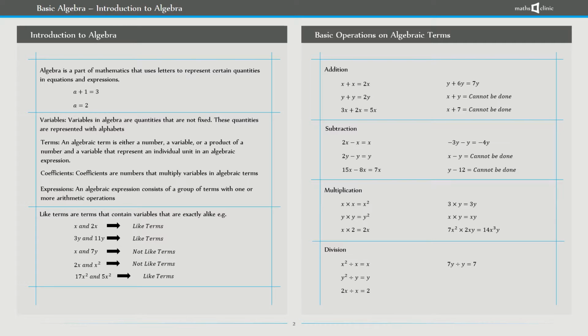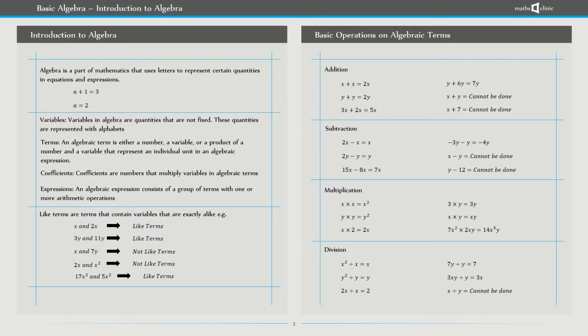2x divided by x equals 2. 7y divided by y equals 7. We're basically just reversing all of our multiplication. 3xy divided by y, the y's cancel out, and you have 3x. And x divided by y, you can't divide one variable by another. You just wouldn't get an answer.